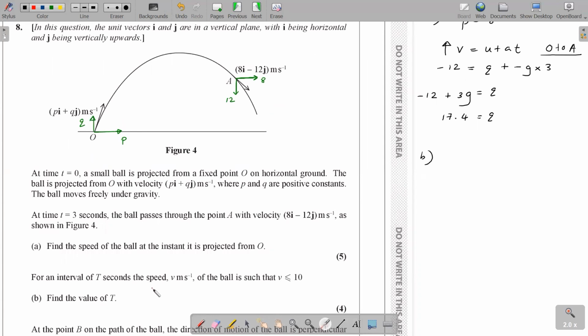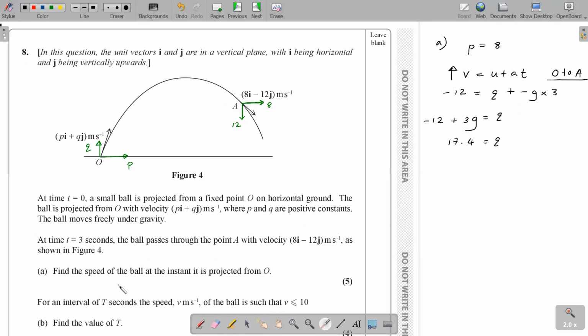Sorry, I'm not done with part A, right? In part A, they asked us to find the speed of the ball. So what's the speed? I have the two components, horizontal and vertical. So to get the speed, we have to take the sum of the squares and square root, or get the magnitude. So the square root of 8 squared plus 17.4 squared, and give the answer definitely to 3SF, since you have used g as 9.8.